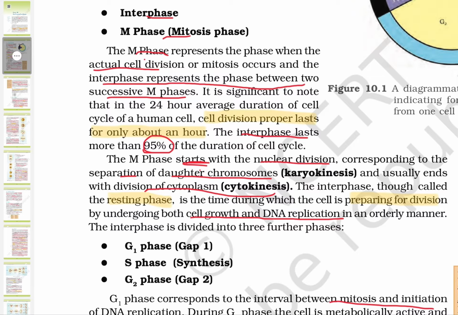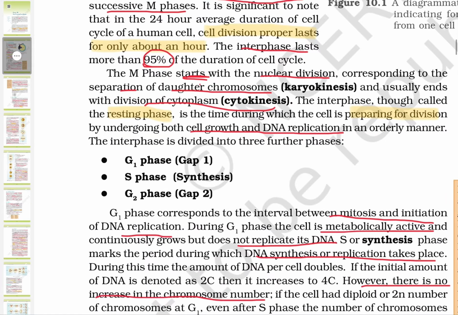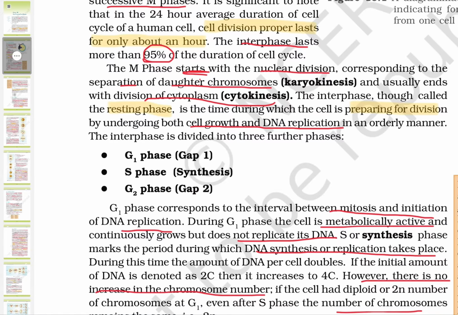From the 24-hour time period it occurs only for 1 hour. It happens for only one hour. And interphase remains for most of the time, 95% of the duration of the cell cycle. Now the M phase starts with nuclear division, then the separation of the daughter chromosomes, and then we have the division of the cytoplasm, that is cytokinesis.